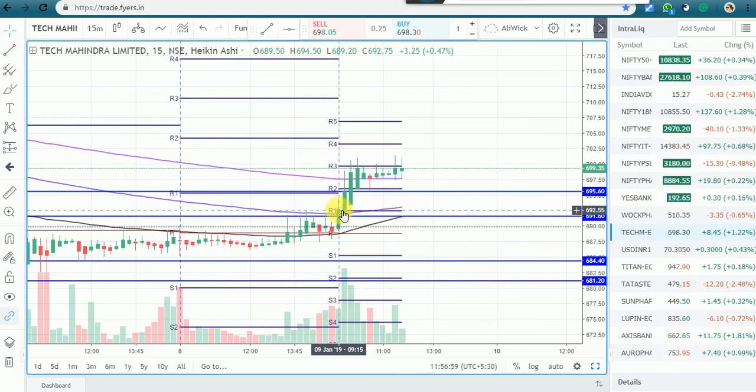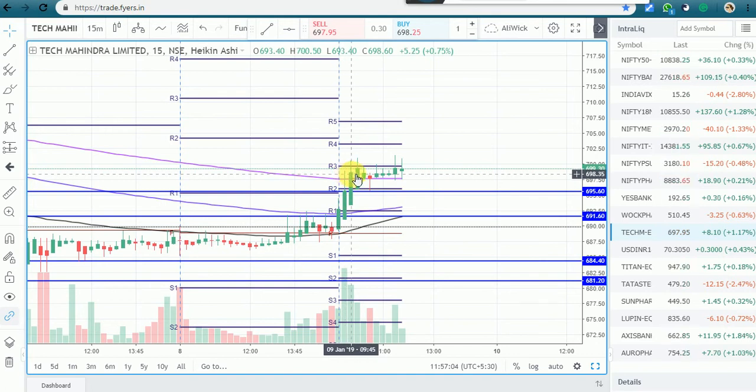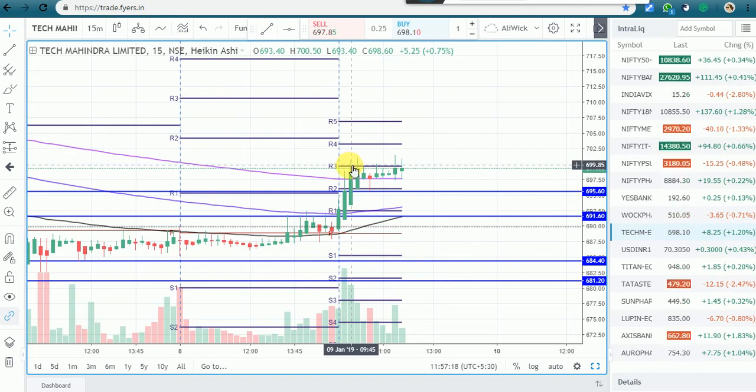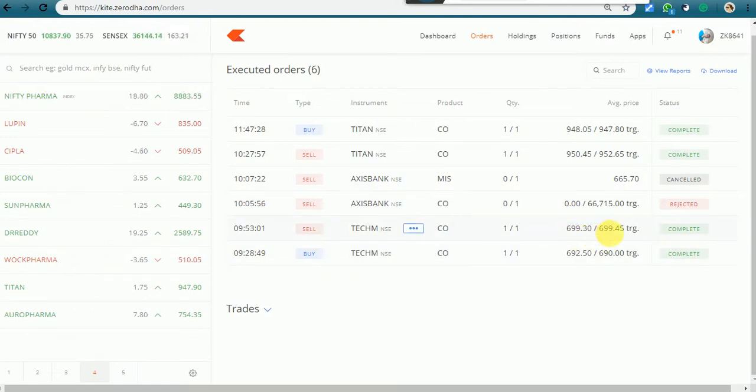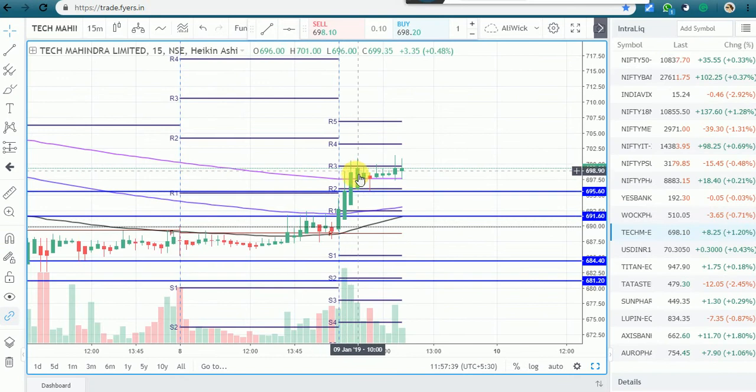Here I entered around 692, and I closed at 699, actually 701 it got hit, 700.50 it got hit, but I didn't close, I just tried to trail only. So what happens here is my SL got hit, 699.45, sorry, 699.45, and the SL got triggered here, right? I placed the SL at 699.45.